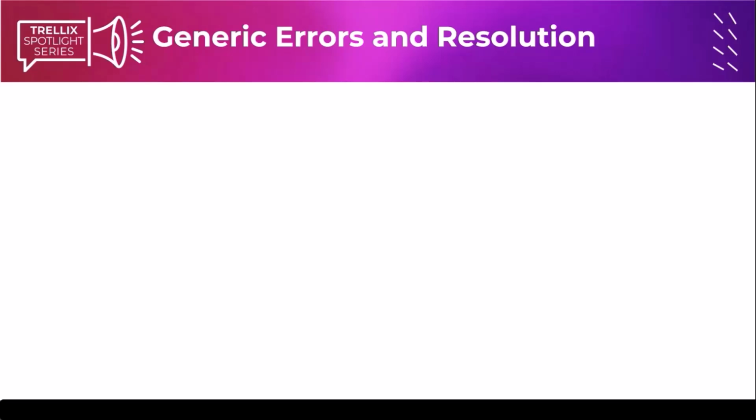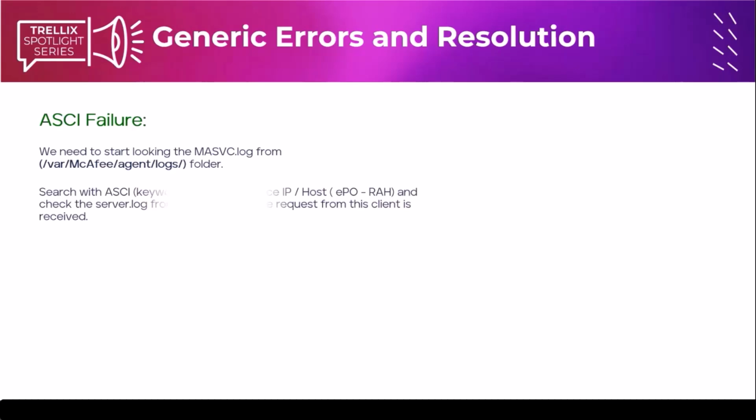The first issue which we'll be discussing for today is ASCII failure, agent server communication issue. When we see this issue with regards to agent server communication failure, we have to refer to masvc.log, which is available in var McAfee agent logs. Here in this log, we have to search for the IP address of the EPO and see the ASCII status.